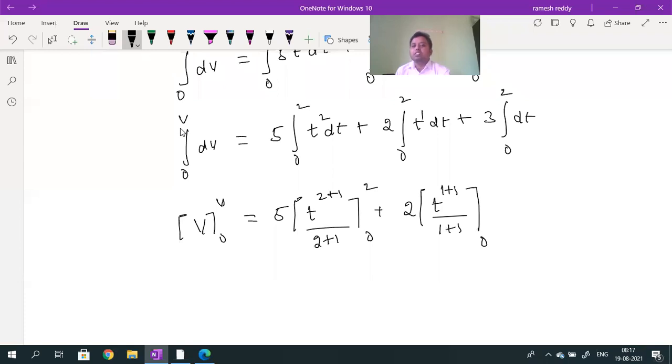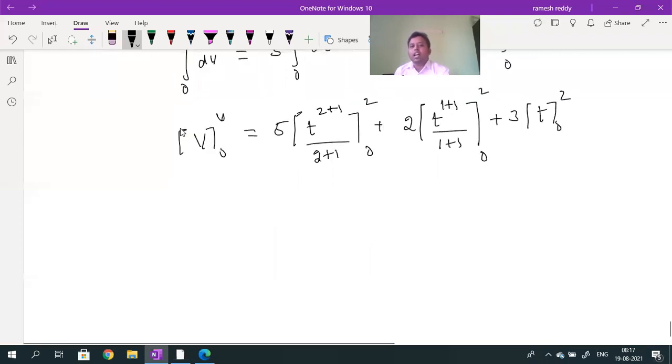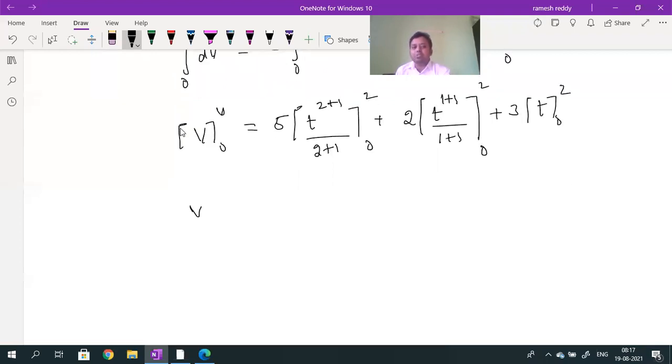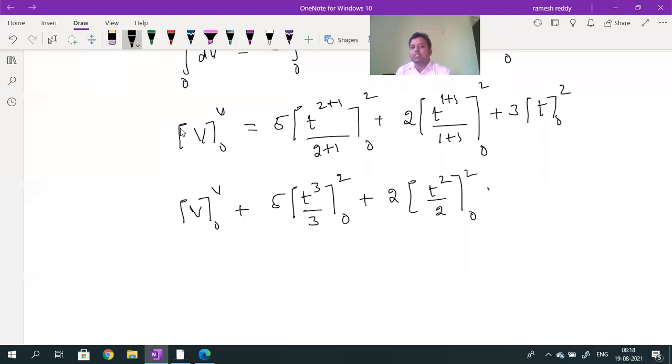According to the integration of x power n formula, this is equal to 0 to 2. Plus 3 into, what is the integration of dt? The value is t, with limits 0 to 2. Okay? Now, limit substitution. I will write the limit substitution in the next step. So this is the value 0 to v, plus 5 into t cube divided by 3, limits starting from 0 to 2, plus 2 into t square by 2, limits from 0 to 2, plus 3 into t.